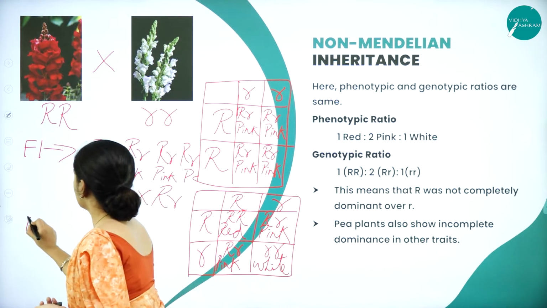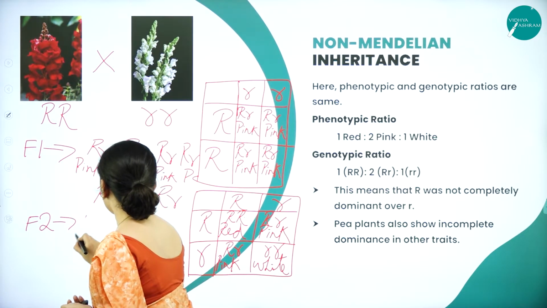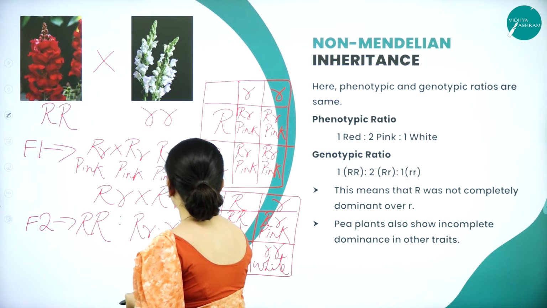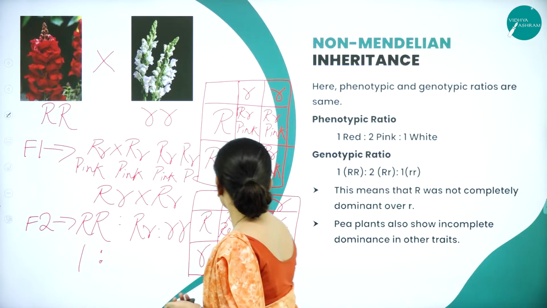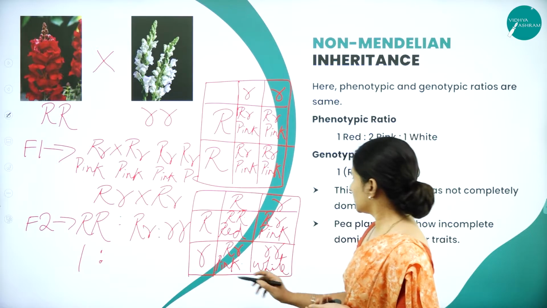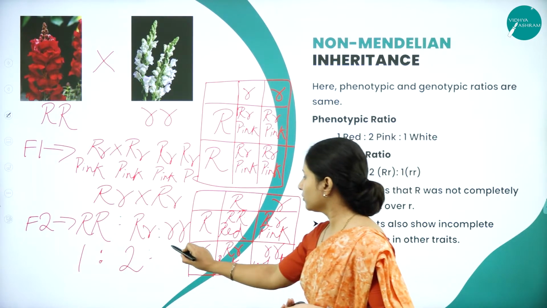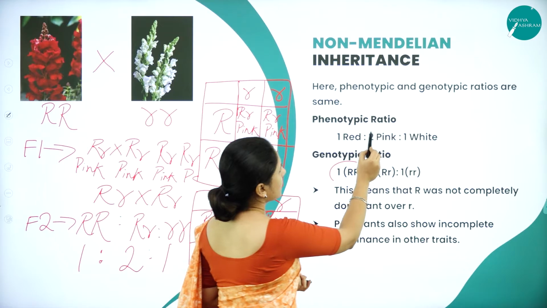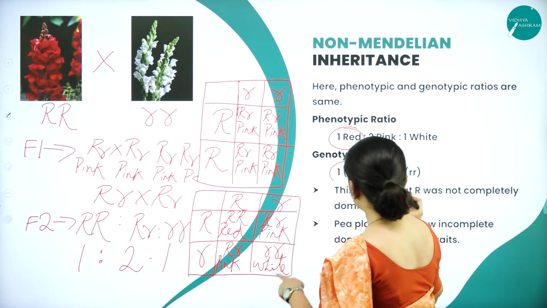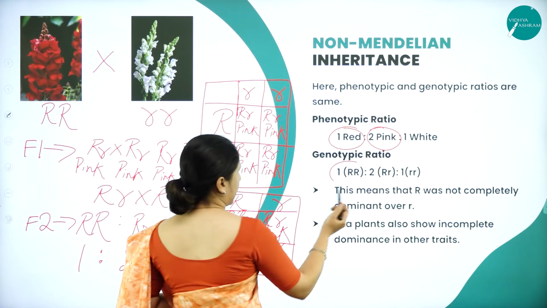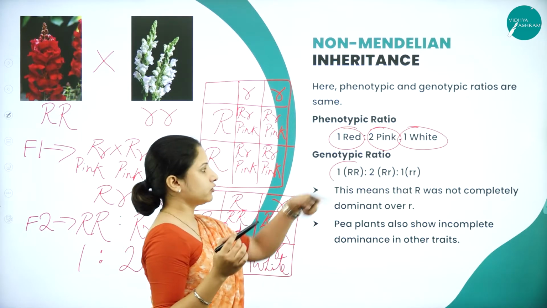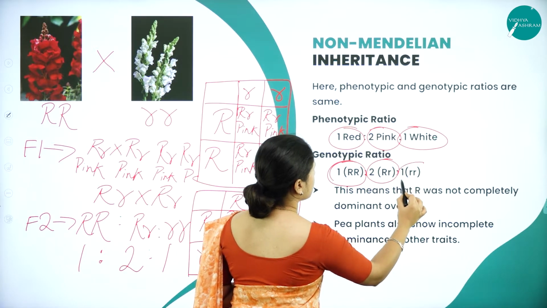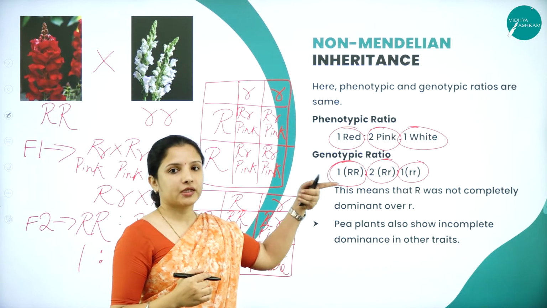So in the F2, after crossing, how many red? 1, pink, 2 and white 1. So here what happens? We have, in the phenotypic ratio, 1 red flower, 2 pink and 1 white. And in the genotypic ratio, 1 red, 2 pink and 1 white. There is no alteration between the phenotypic and the genotypic ratio.